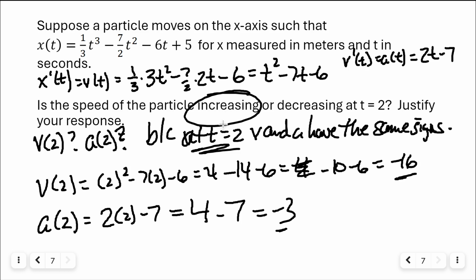And that's it. Okay, now, the only other thing I'd say is this. If I ask you for the speed at t equals 2, the speed would be 16, right? The absolute value of negative 16. And that's it.